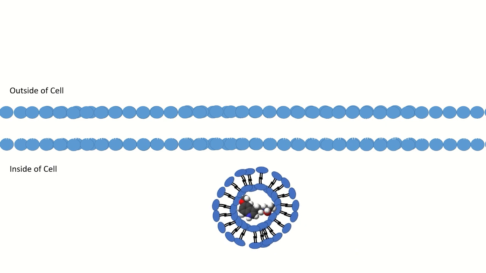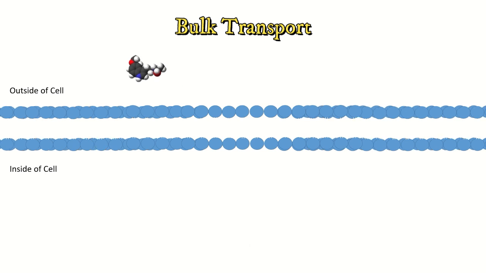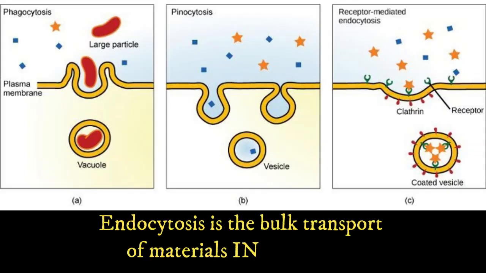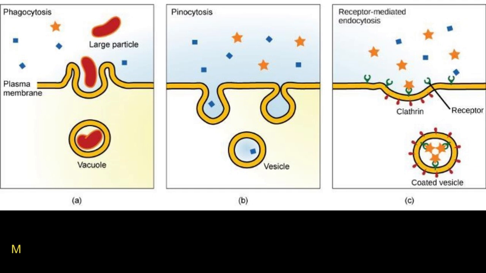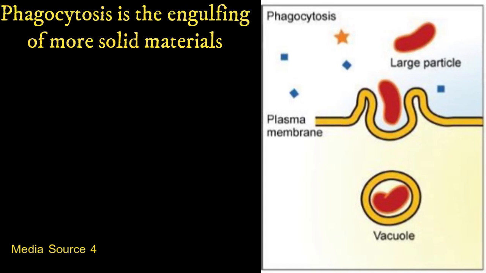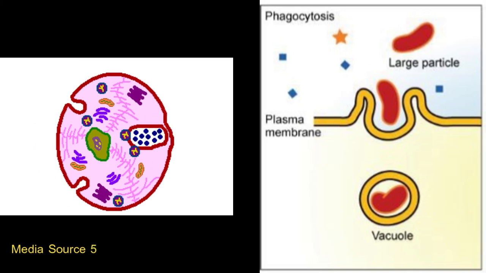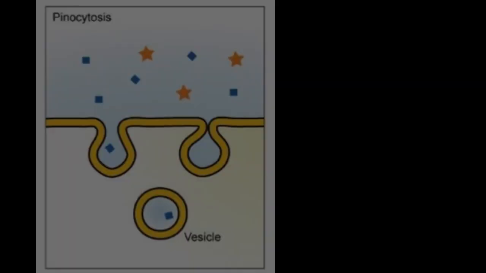Of course, cells sometimes need to move larger molecules or lots of molecules all at once, and for that there is bulk transport. Endocytosis is one of those that brings bulk materials into the cell, and there are three types of endocytosis. Phagocytosis occurs when a cell membrane surrounds and engulfs large particles. Think of when a white blood cell engulfs a pathogen.